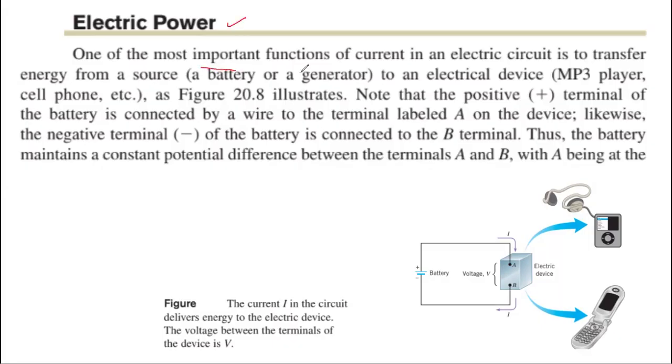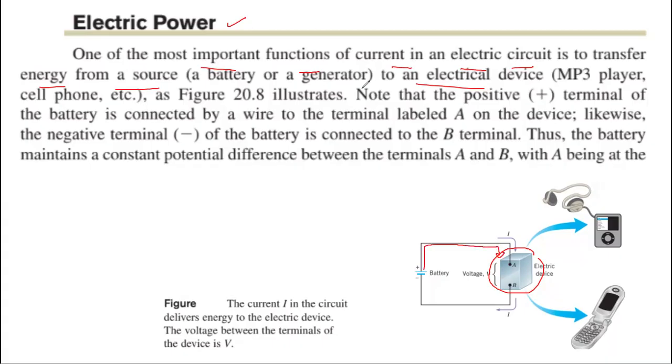One of the most important functions of current in an electric circuit is to transfer energy from a source to an electrical device. So let's say you are trying to charge your phone. You put it on the charger. The most important function of current is to transfer the energy from the battery towards the device.